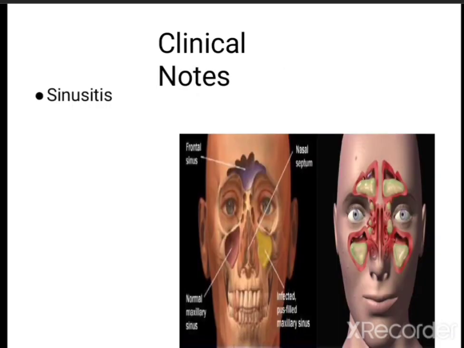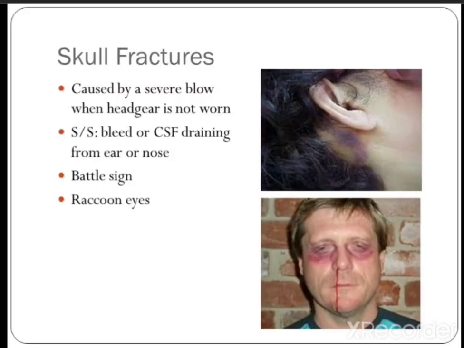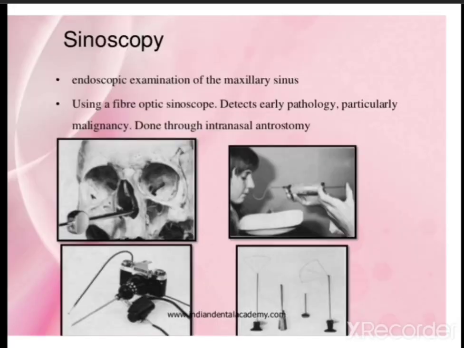Now the clinical notes. First is sinusitis. It is the inflammation of the sinuses, which is common in colds. Then skull fractures. They are caused by a severe blow to the head when headgear is not worn. Signs and symptoms include bleeding or CSF draining from the ear or nose. There is the Battle sign and the raccoon eye sign, which we have discussed in the images. The Battle sign is the first image and the raccoon eyes is the lower image.